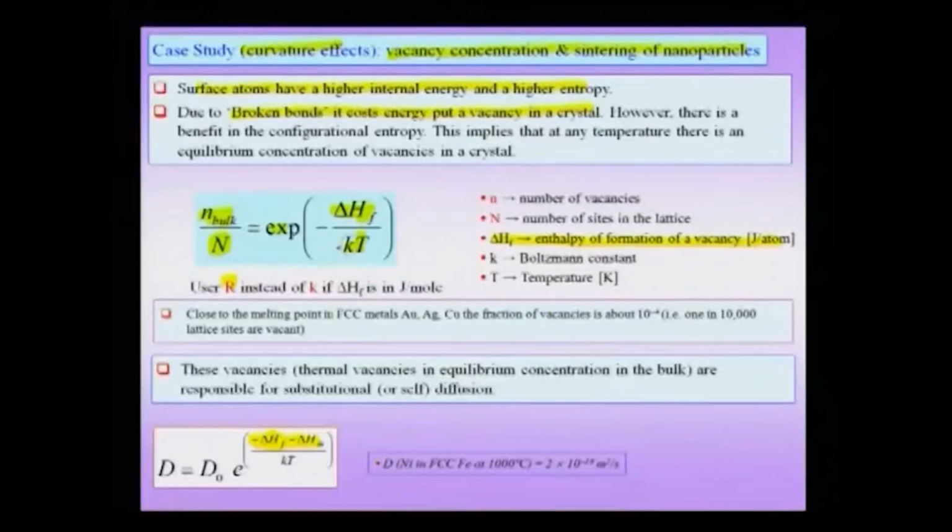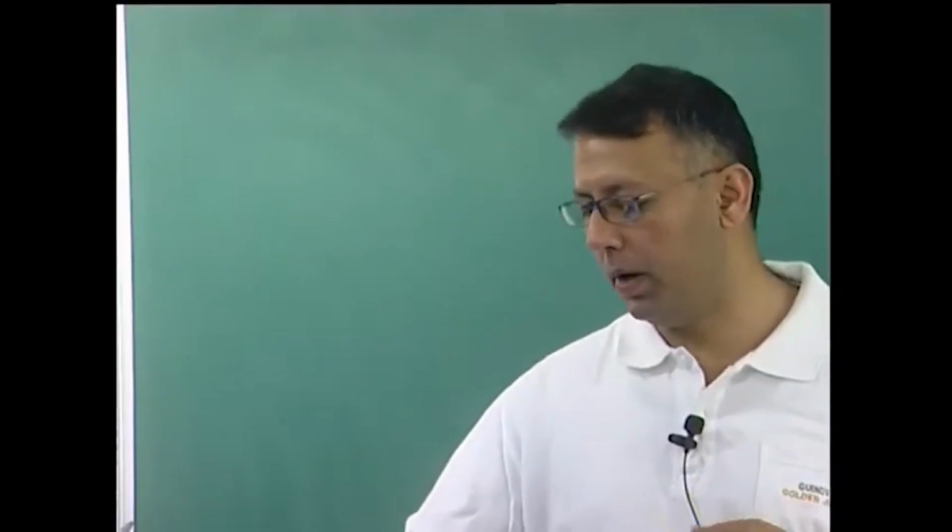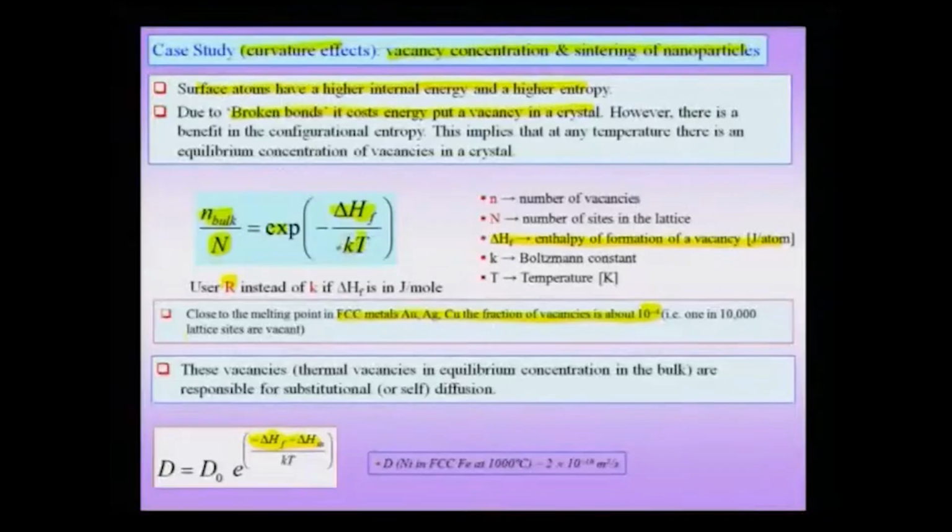Now, if you heat a metal and take it close to the melting point, you would notice that the fraction of vacancies is about 10 power minus 4, that is 1 in about 10,000 is vacant. That means this is the concentration, or the mole fraction, of vacancies when you heat the metal close to the melting point. Though this is a small number, there are theories called the critical vacancy concentration theories, which tell you the importance of these kinds of vacancies in the melting process.